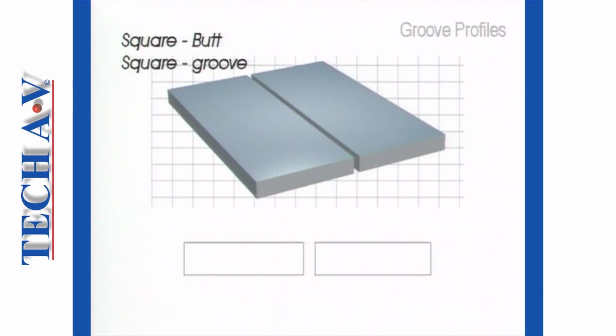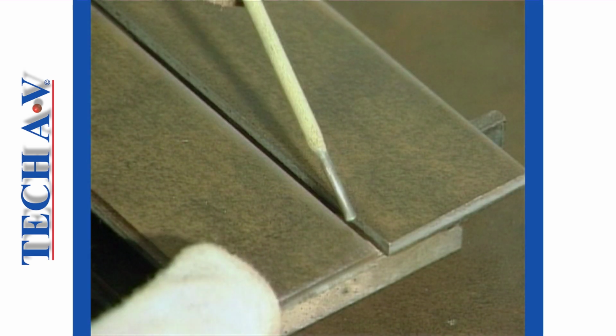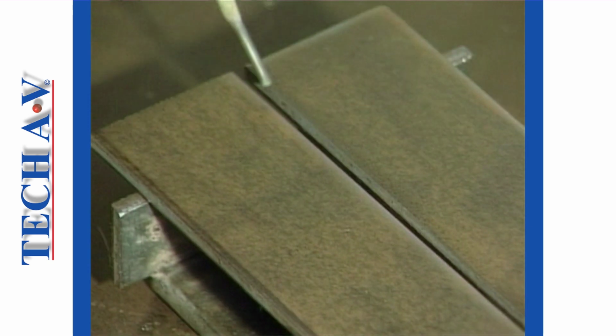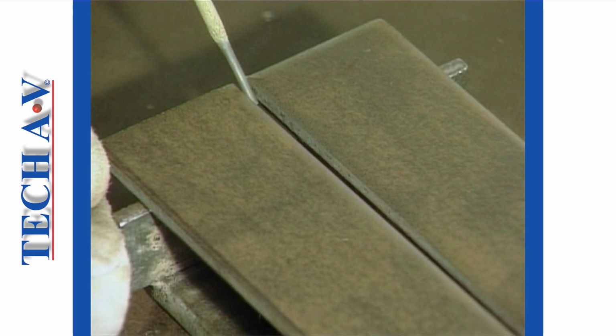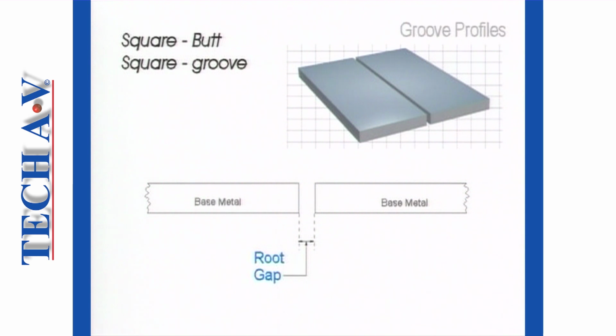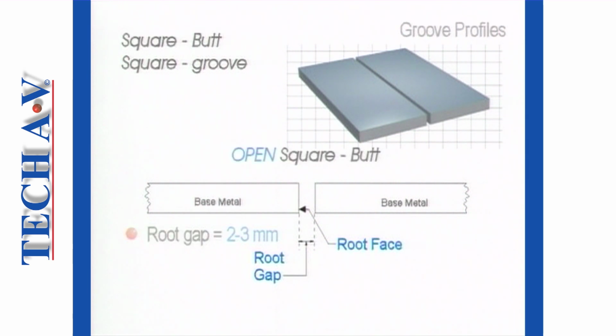The simplest profile is a square butt or square groove. The edges are square and flat. Depending on metal thickness, a gap is left between the 2 members when fitting up. This gap is called the root gap and is usually set at 2 to 3 millimeters. The inside edges of the root gap that are closest to one another are called the root faces. A square butt set up in this fashion is called an open square butt.